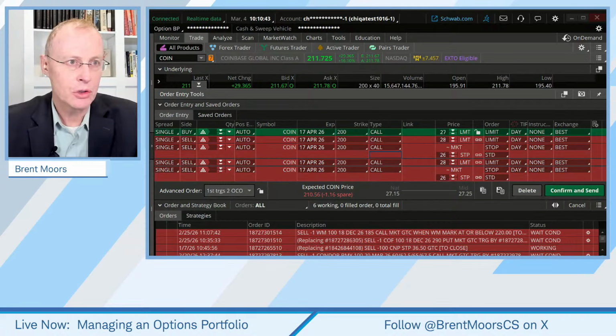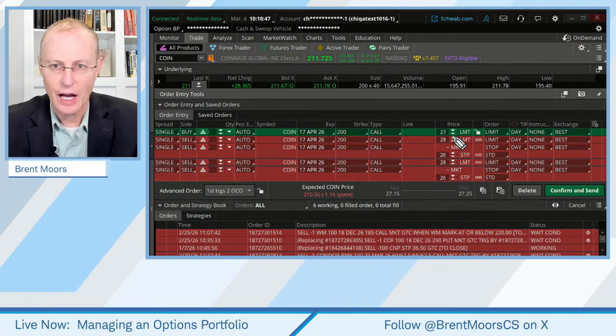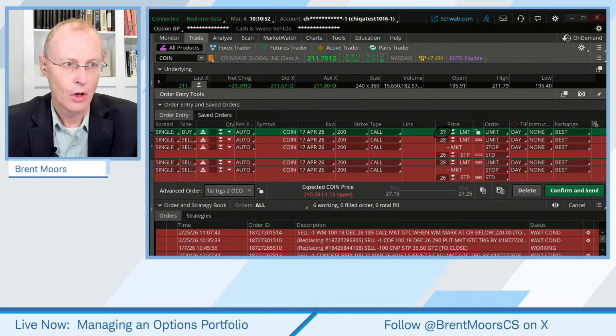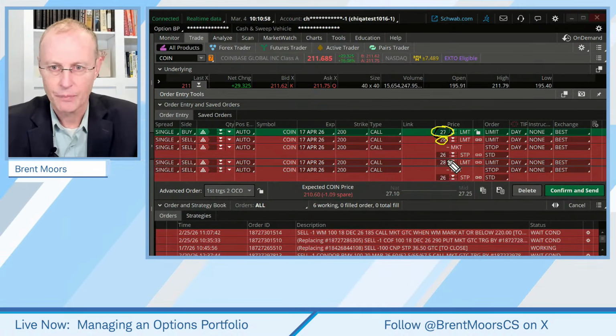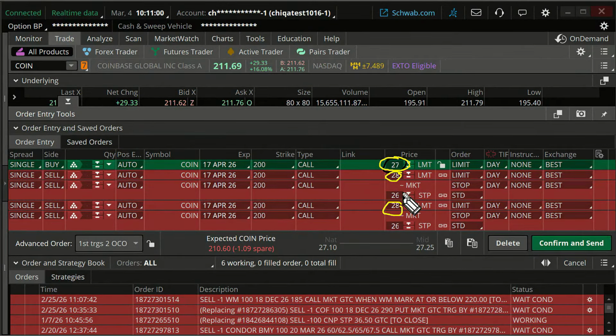If I'm looking at this trade, I can do this based on the option price, which is what I have right here. So here's an option price, here's a target price, here's a stop price. I can do these based on the underlying stock though. Let me show you how I can do this based on the underlying stock.